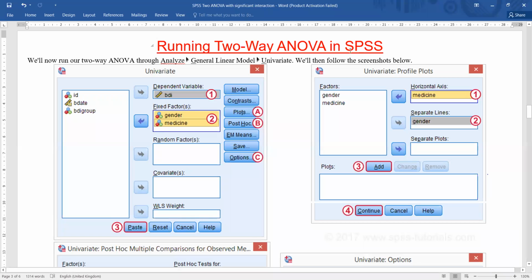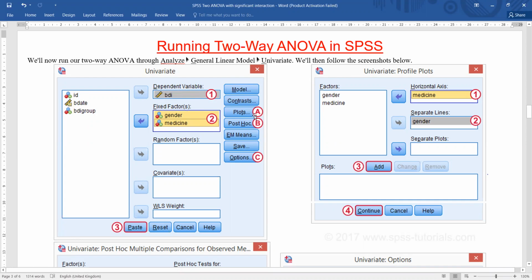Running the two-way ANOVA in SPSS, we have these variables: ID, birth date, and BDI. BDI is selected as the dependent variable because it is our scaled variable. Gender and medicines are selected as factor variables. You have to run the procedure by Analyze, General Linear Model, Univariate. Univariate means we have one dependent variable, which is BDI here.